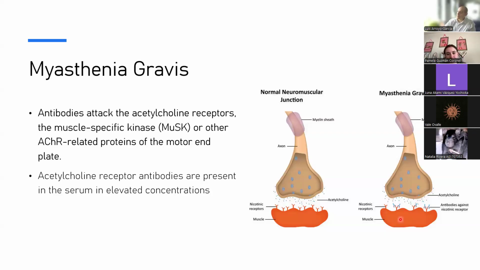So in this case, what we will try to give is acetylcholinesterase enzyme inhibitors, just to avoid the degradation of the acetylcholine, to maintain more acetylcholine there, so then it can bind to the receptor and make the movement. So this is basically what myasthenia gravis is.